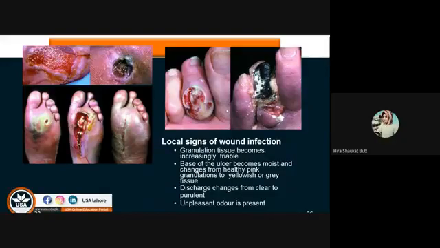Okay. So local signs of wound infection: granulation tissue becomes increasingly friable, and the base of the ulcer becomes moist and changes from the healthy pink granulation to yellowish to grayish tissue. Discharge changes from clear to purulent, and an unpleasant odor is there. These are the signs of deep infection. Okay, we have discussed this in the nerves and the skin section already.